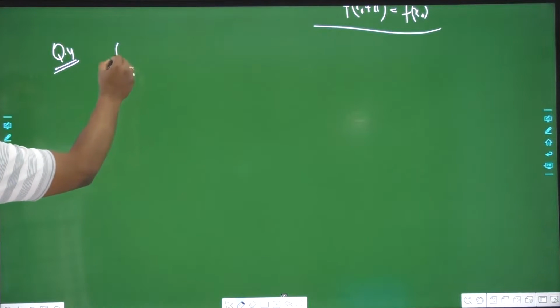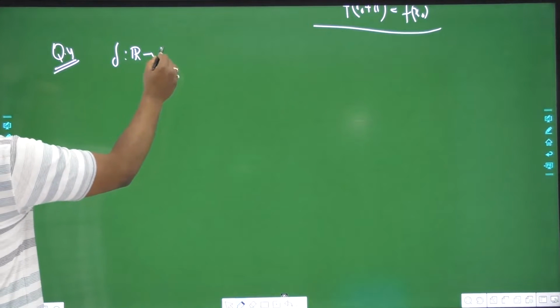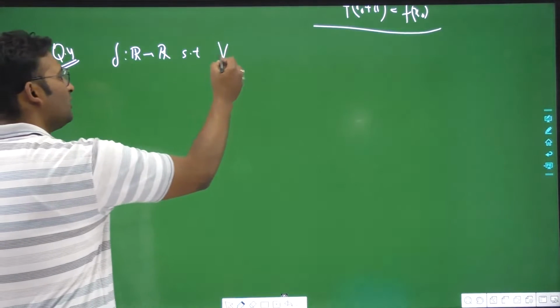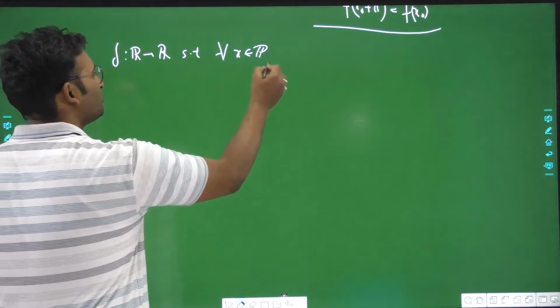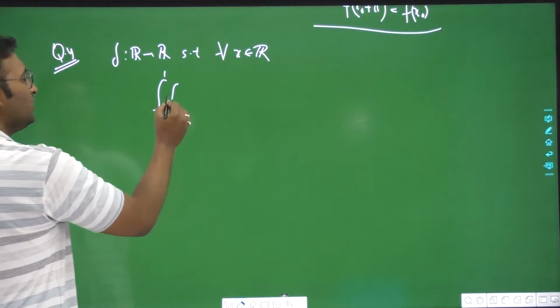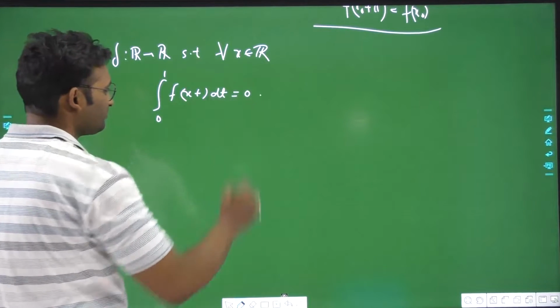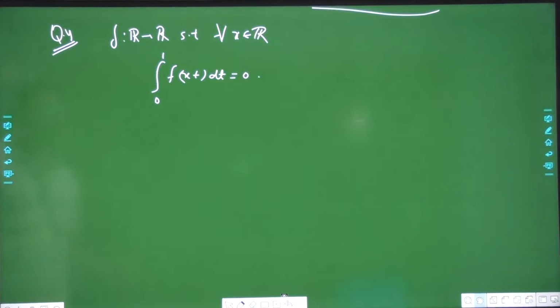The question asks: f is defined from R to R such that for all x belongs to R, the integration from 0 to 1 of f of xt dt is given to be equal to 0. Okay, so how to go about this particular problem?